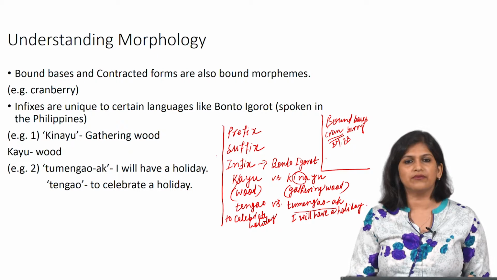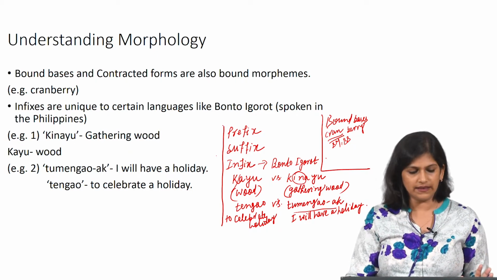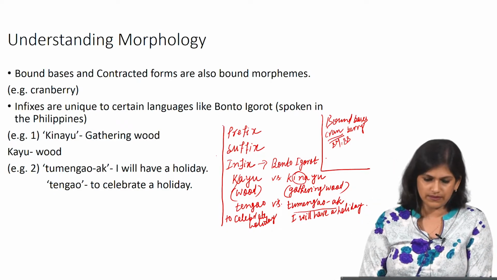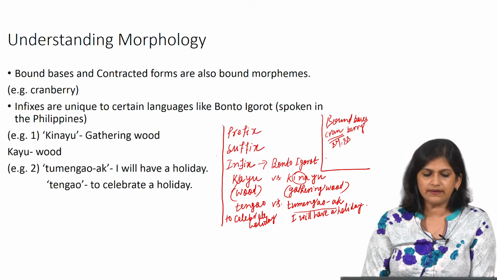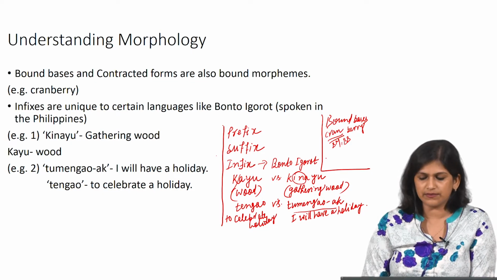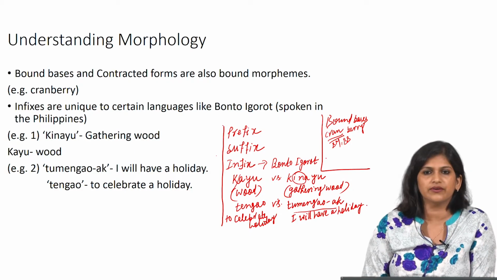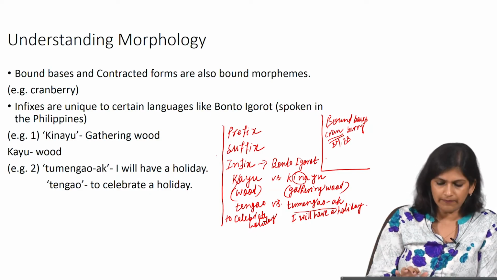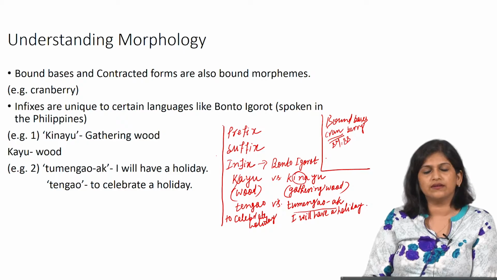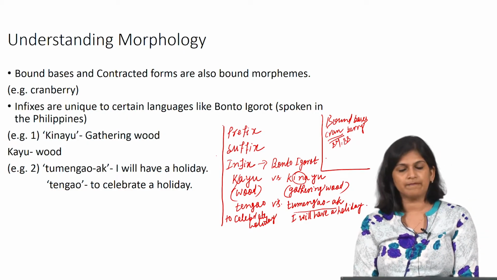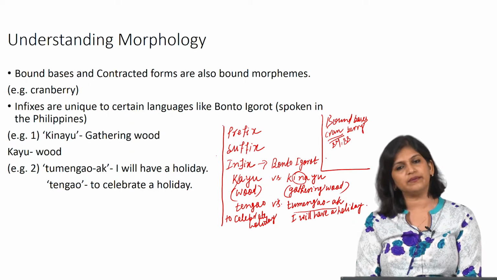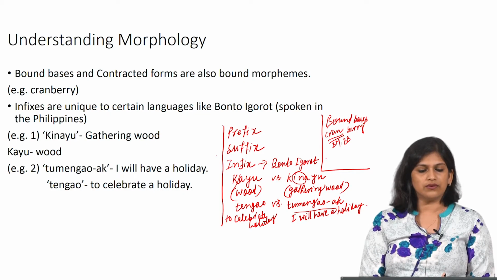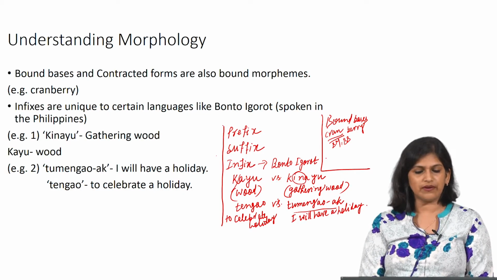In case of the bound morphemes, obviously the bound bases would be considered bound morphemes. But that does not mean that bound bases will always be associated only with bound morphemes. They would need a free morpheme to make the sentence more meaningful. So, that is about the two new concepts. One is bound base, the other is contracted form, which you might be aware of, but just to refresh your memory, I try to help you understand the new concepts in morphology.